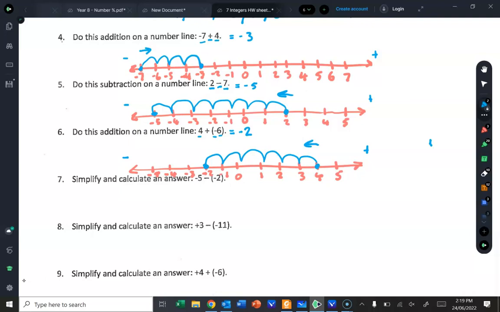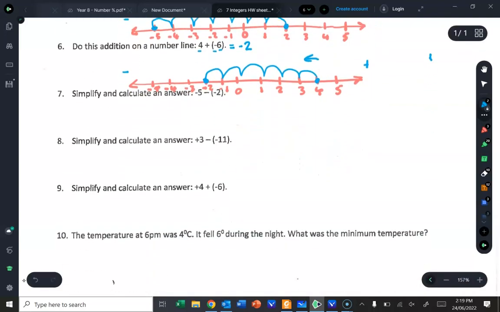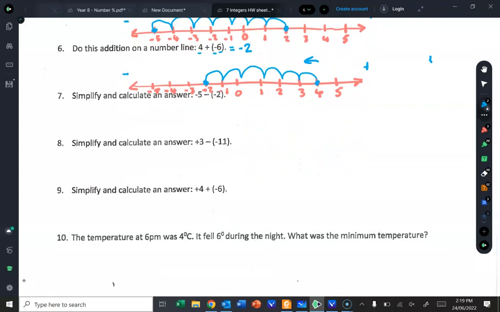When we are looking at questions 7, 8, 9 and 10, we're off the number line now, okay? If you need to draw a number line, that's fine. You can always use that as a fallback on your working out paper, but ultimately, you want to move away from that.